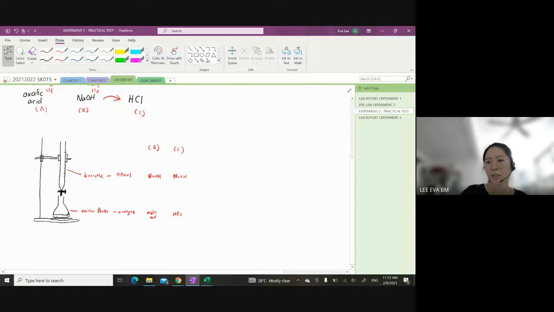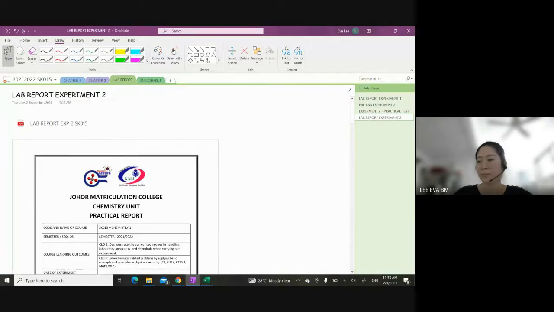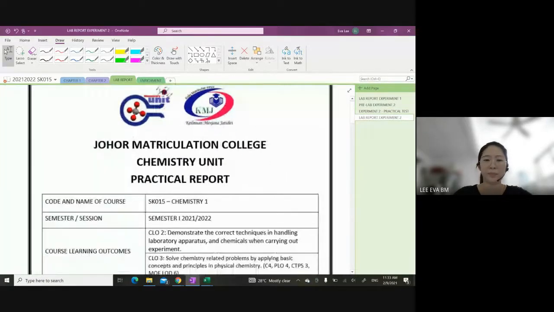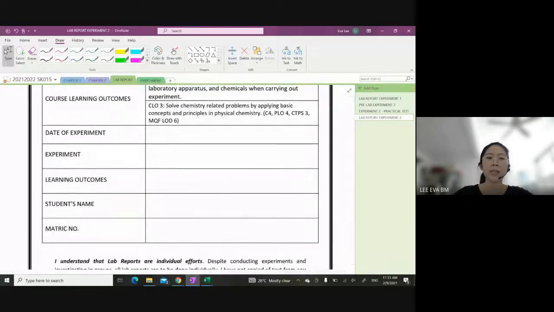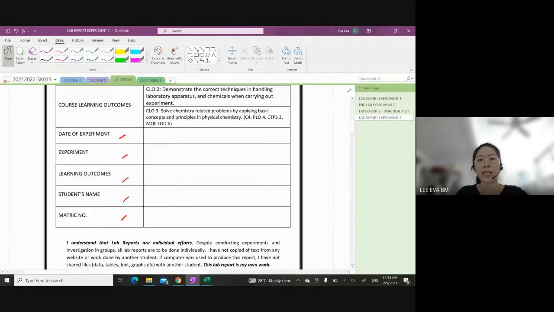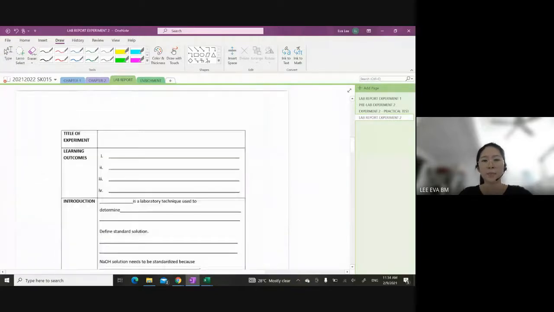So let's come to the lab report here. Again, the same: the date of experiment, you put today's date, 2nd of September. Then the title of experiment, Experiment 2, and the learning outcome. Your name and then matric number. Don't forget the signature and the date for today.